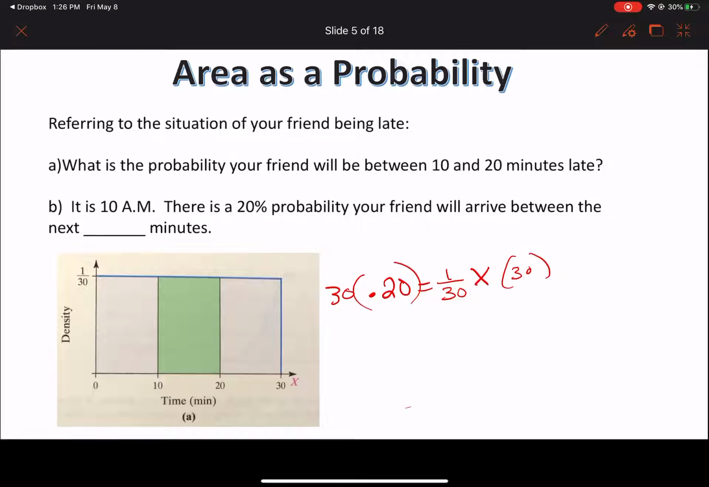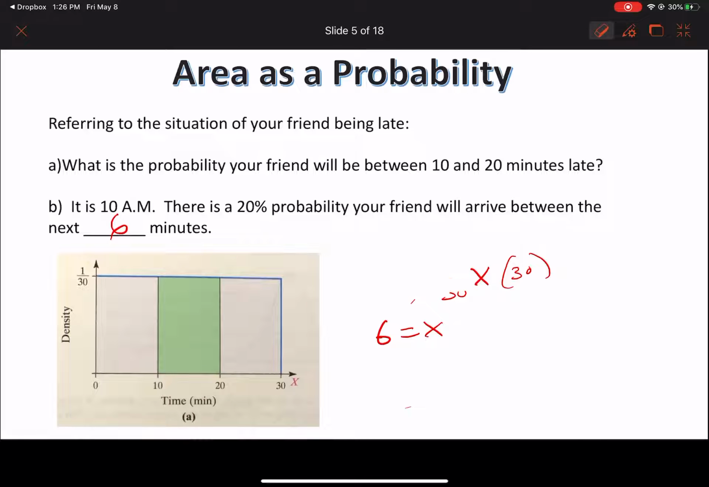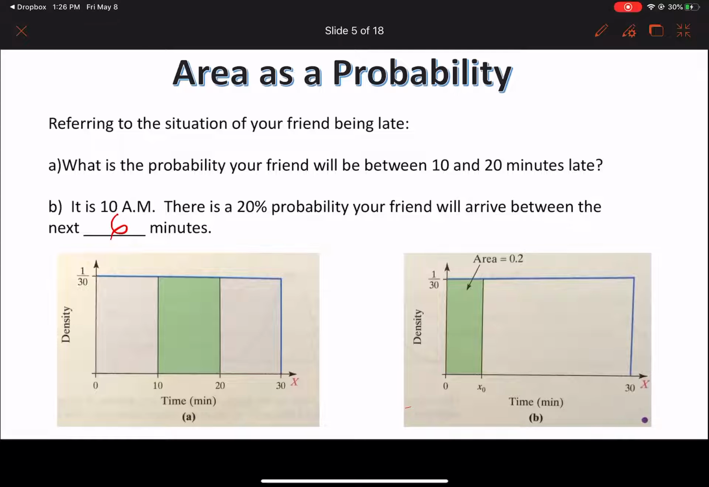So 30 times 0.20 would be 6. So it's a 20% chance that he will arrive within the next 6 minutes. So this is the uniform probability. Oops. So that area, sorry, I guess I could have shown you the piece of it right there. So this is my 10 o'clock right here, and this would be my rectangle. So we needed to figure out the backwards of that, what that time would be.